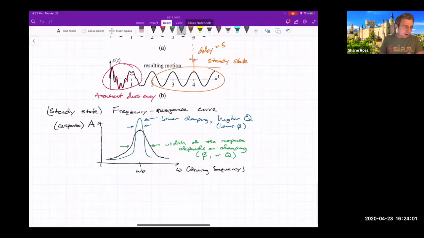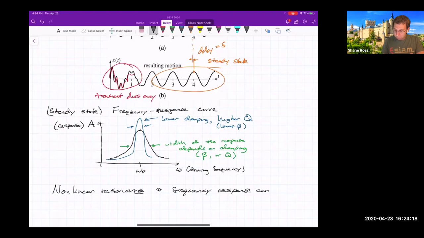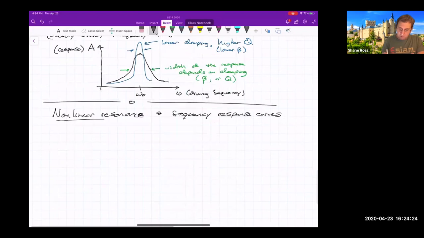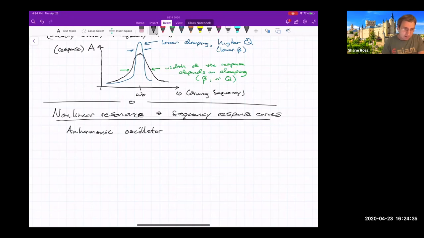All right, so now we can finally talk about nonlinear resonance and frequency response curves. We've already kind of seen the motivation from that computation. Now I'm following Hand and Finch because they discussed this, I think, at a pretty good level. This is in section 10.4, Hand and Finch.